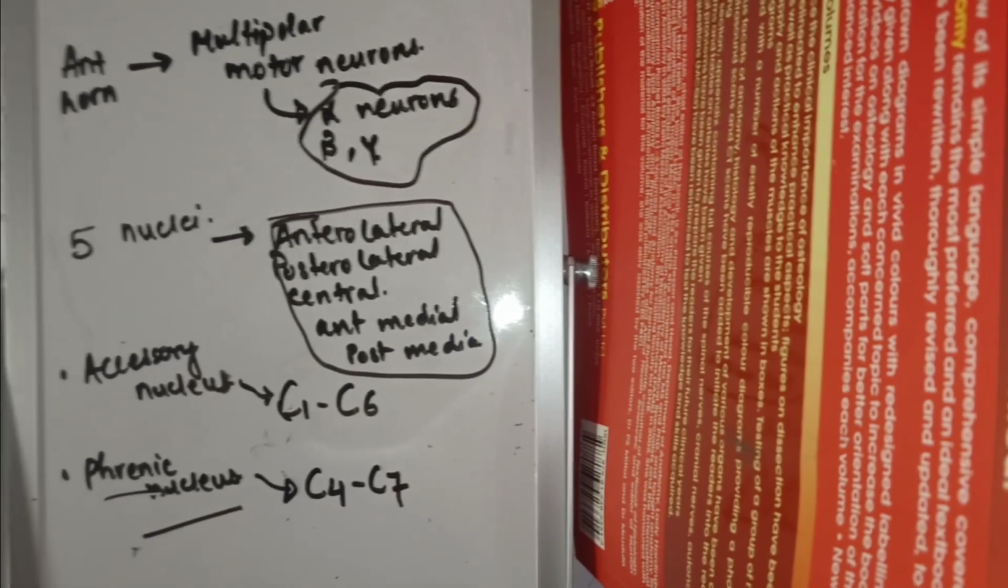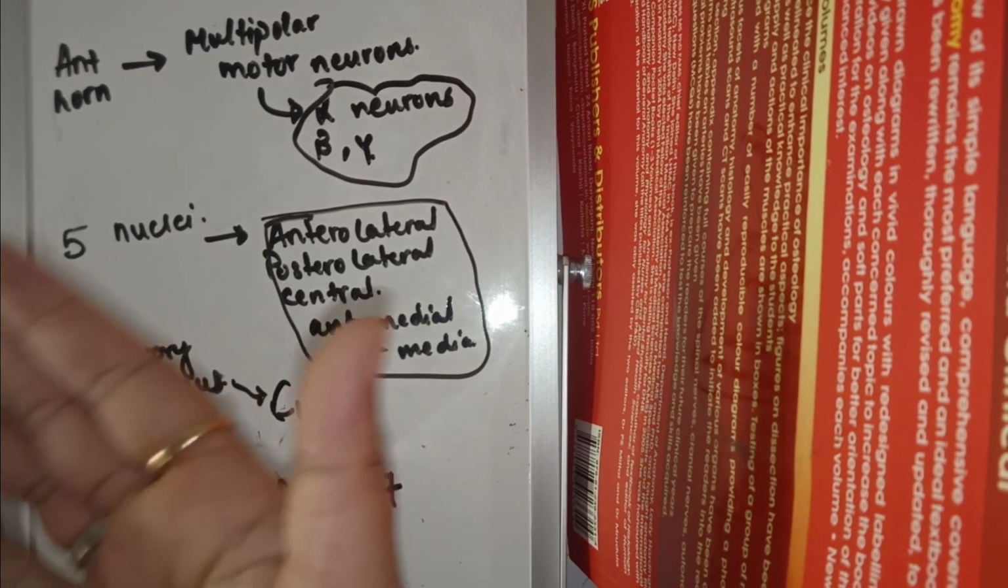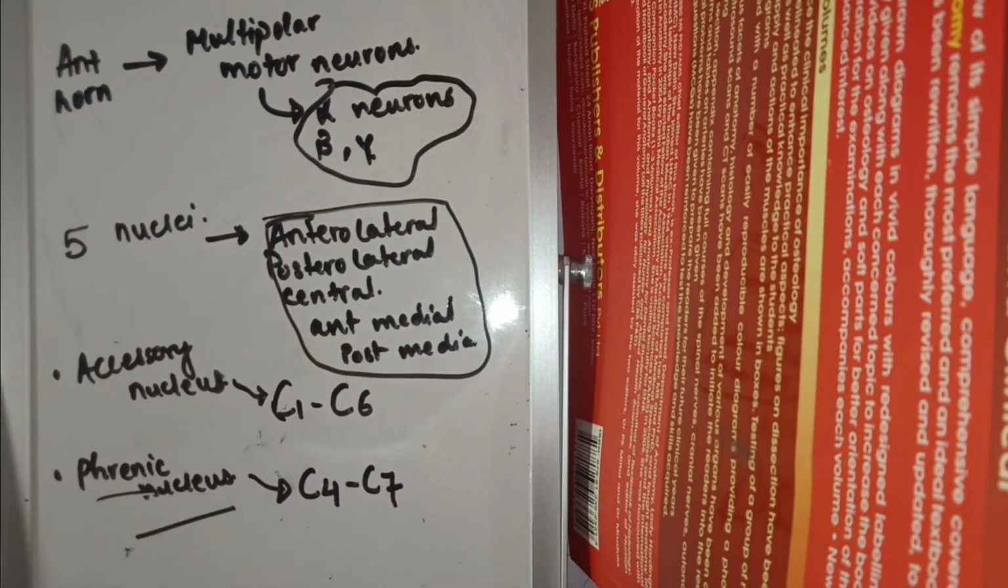So in the next video we will talk about the lateral horn and the posterior horn of the spinal cord and the white matter of the spinal cord.